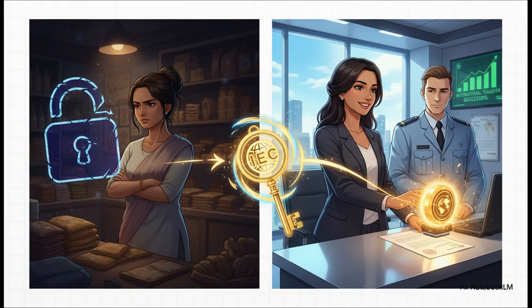And look, the IEC is so essential. This isn't just some piece of bureaucratic red tape, you know? Customs officials need it to clear your goods. Your bank needs it to process your international payments. Basically, without an IEC, your dream of a global business is kind of stuck at the local level.